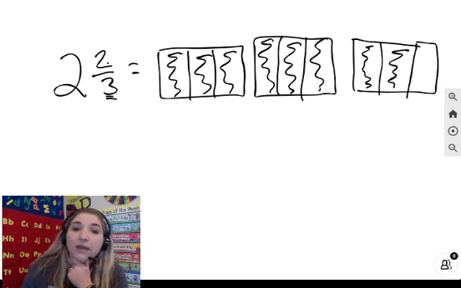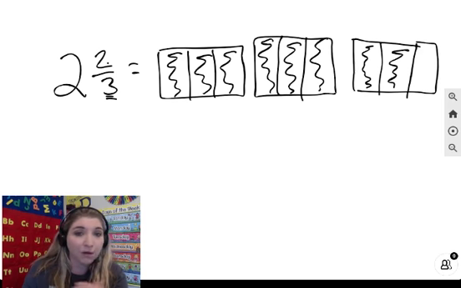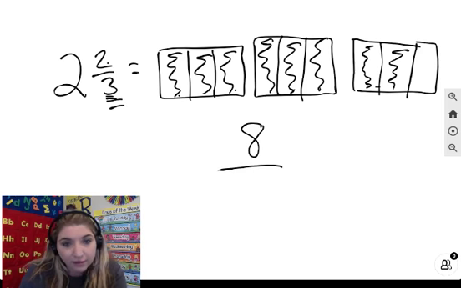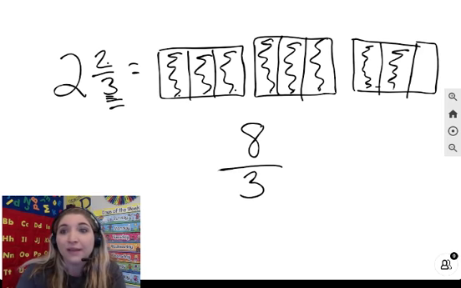Now here is the drawing of how to go from a mixed number to an improper fraction. So now all I need to do is count the shaded. And I got 1, 2, 3, 4, 5, 6, 7, 8. 8, and my denominator does not change, so 8/3. So that is one method.